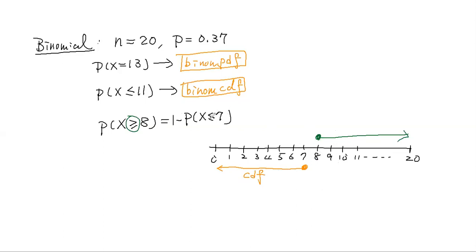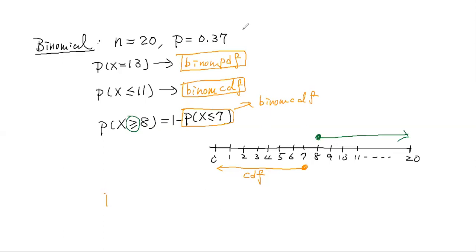You cannot say x is less than or equal to 8, because you don't want to minus 8 out. So the green one is the probability you want. It's 1 minus the probability of less than or equal to 7. Now this one, you can directly input into the binomial CDF.